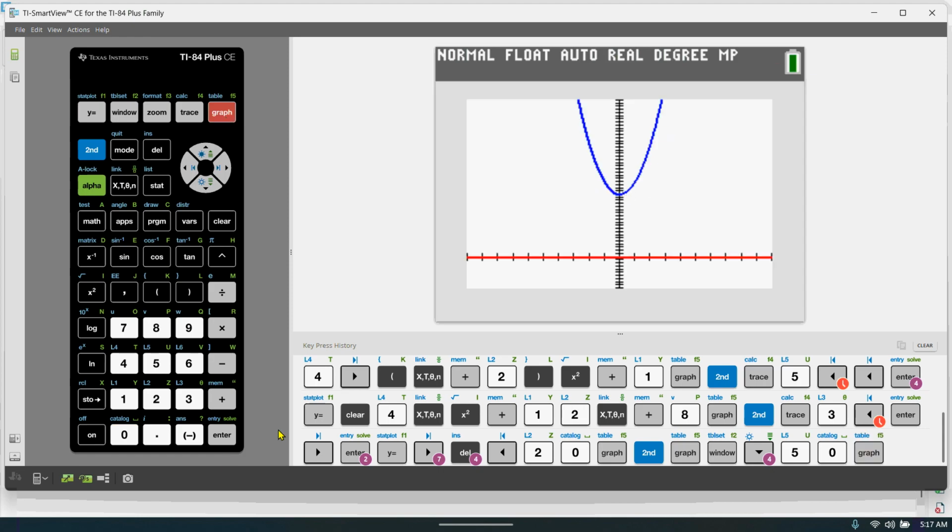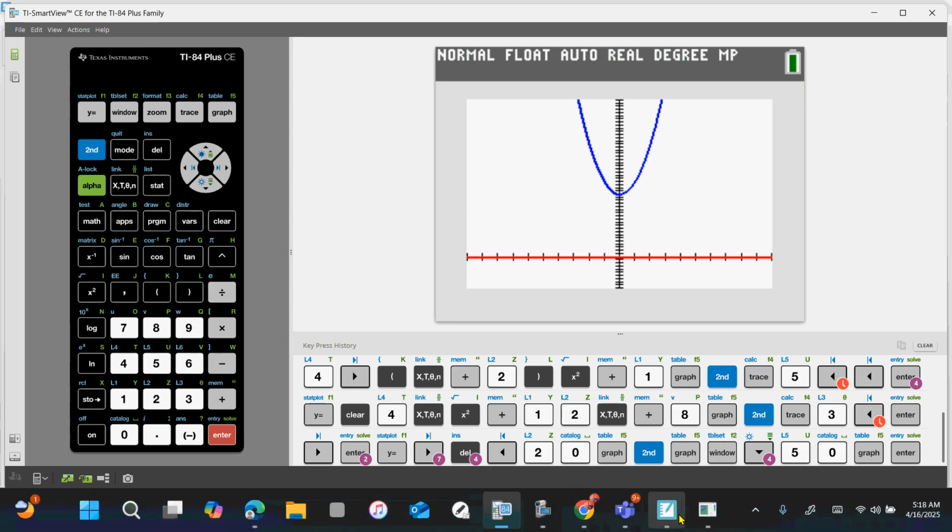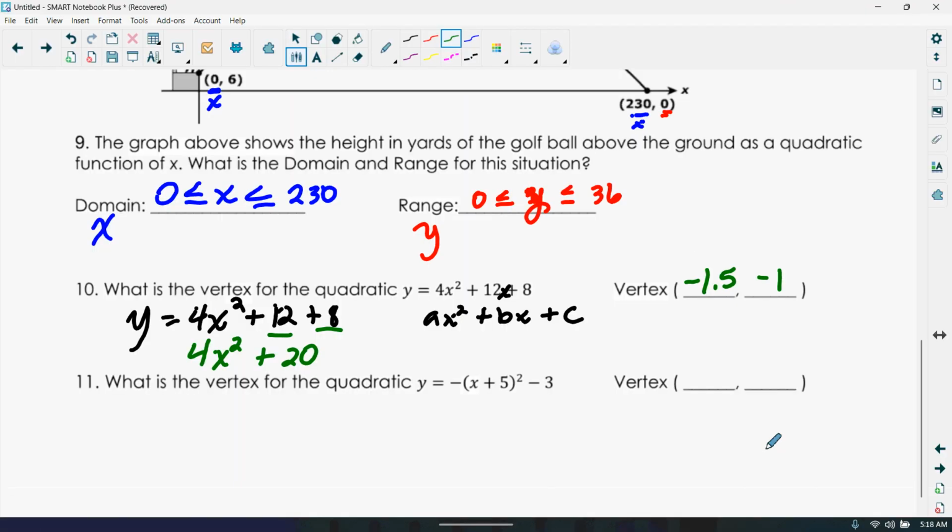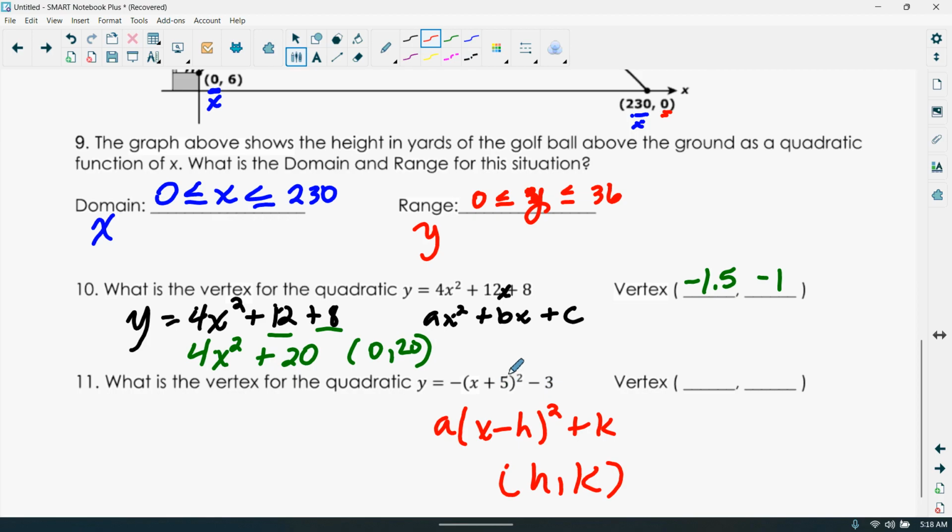Okay, so on this, if I read the graph, so I'm going to put both equations up here. If I read it as this version, then it's 0, 20 to be the vertex. Now I'm just going to get this next one, number 11, using vertex form. Just understanding that your vertex is the h comma k. And so I'm doing the opposite. So this would be -5 comma -3. Okay.